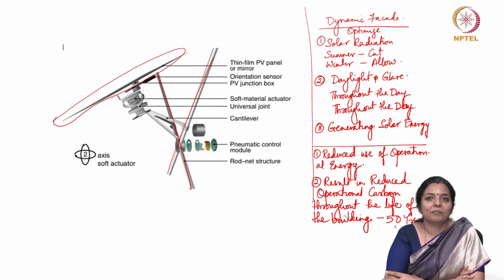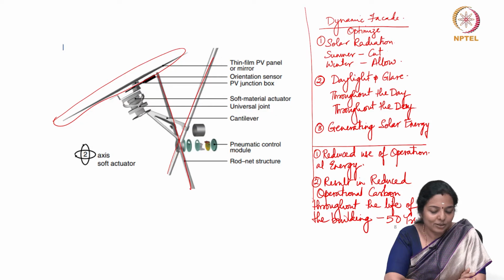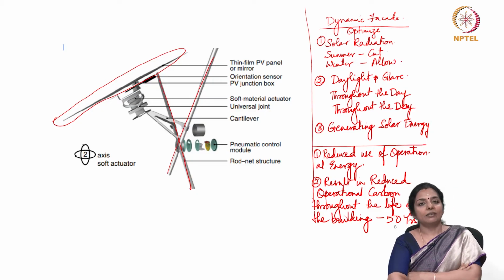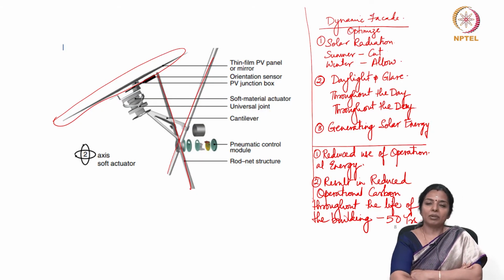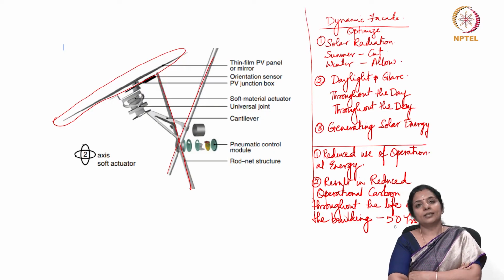Well, dear students, in our last class, we saw how facades can be important in reducing operational energy, and we saw how dynamic facades, a new concept, can be so helpful in reducing operational energy and operational carbon by allowing the user to control what gets inside the building, in terms of enhancing indoor thermal comfort and daylighting, as well as generating solar energy.